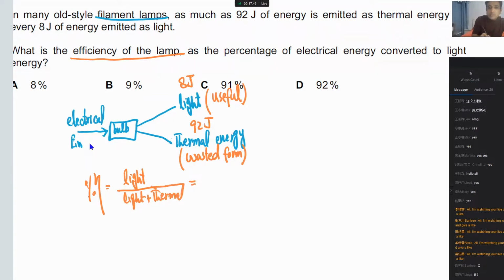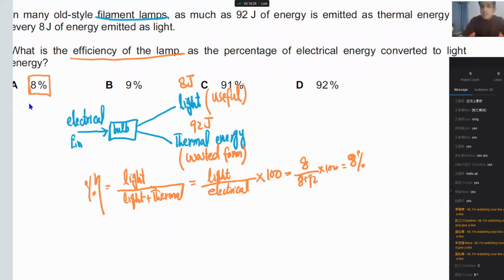Total is equal to electrical, so you can also say light over electrical. You can calculate from output, you can calculate input, and this has to be multiplied by 100. So you see we have light here, this is 8 joules, and the total energy is 8 plus 92, multiplied by 100. So we are coming up with 8% only, because 100 is cancelled with 100. So the answer for this question is A, please. Not B, not C.